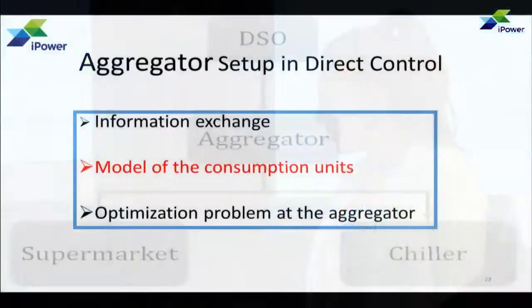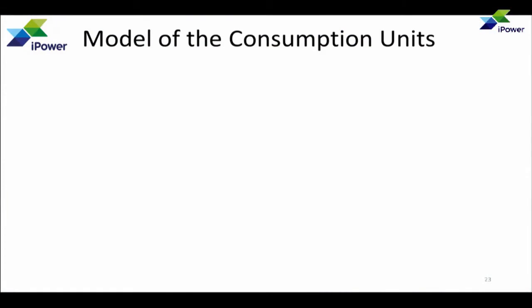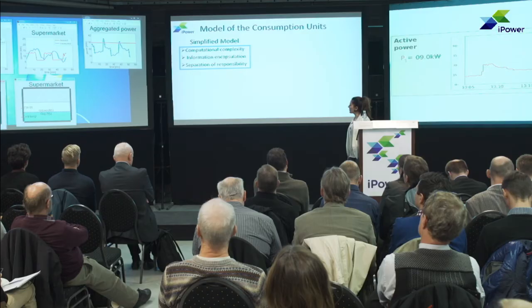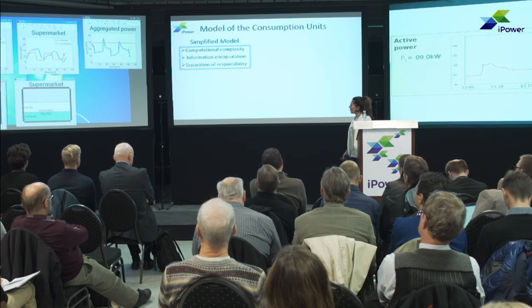Let me just say a bit about the aggregator setup. The first item is the model of the consumption units. In our setup, we assume some simplified model of the units. Why? Because of these reasons you can see. First of all is the computational complexity. If we use a complex model, this will increase the computational complexity, and this makes the time we need to define these power references unacceptable in practice when we want to aggregate many units.